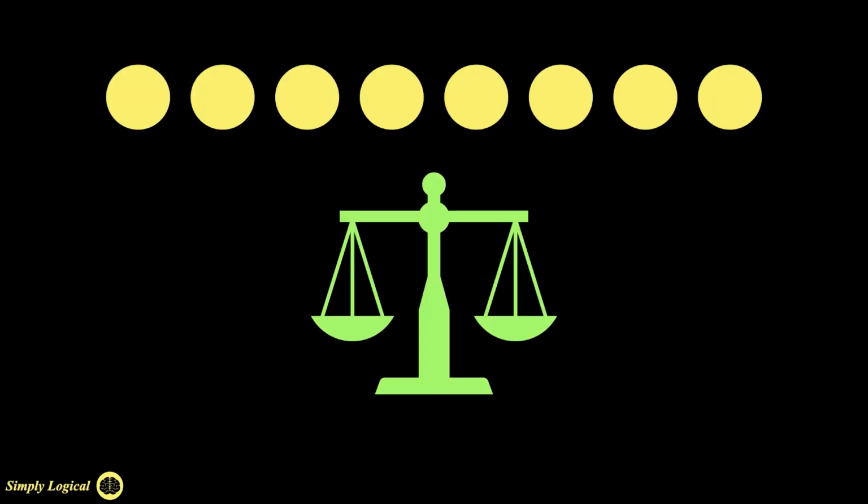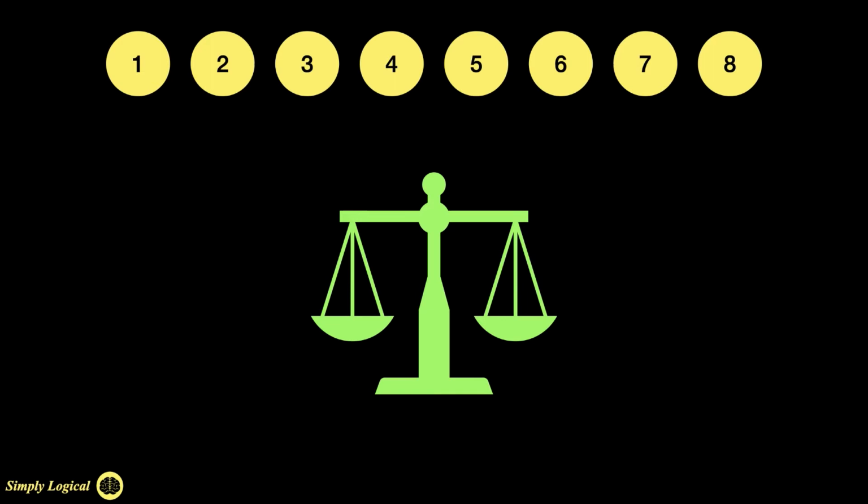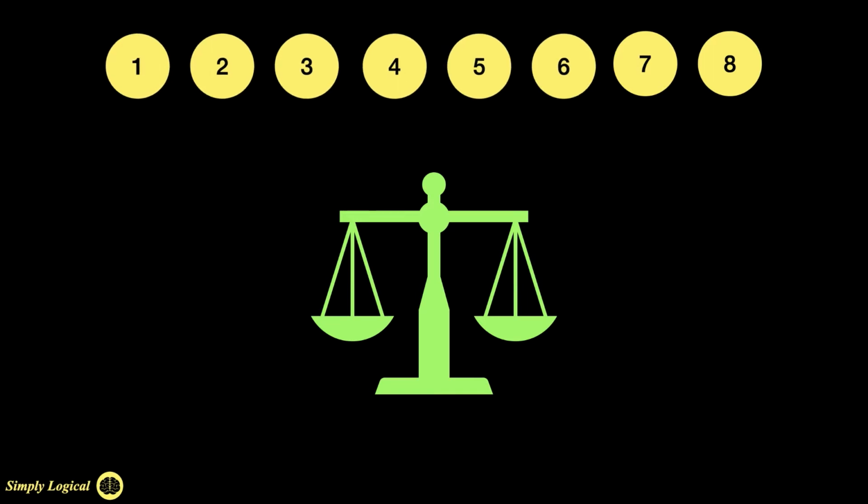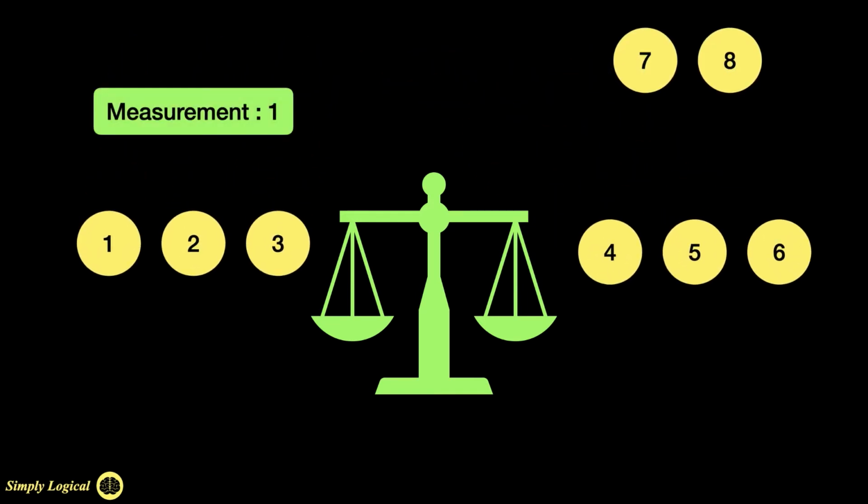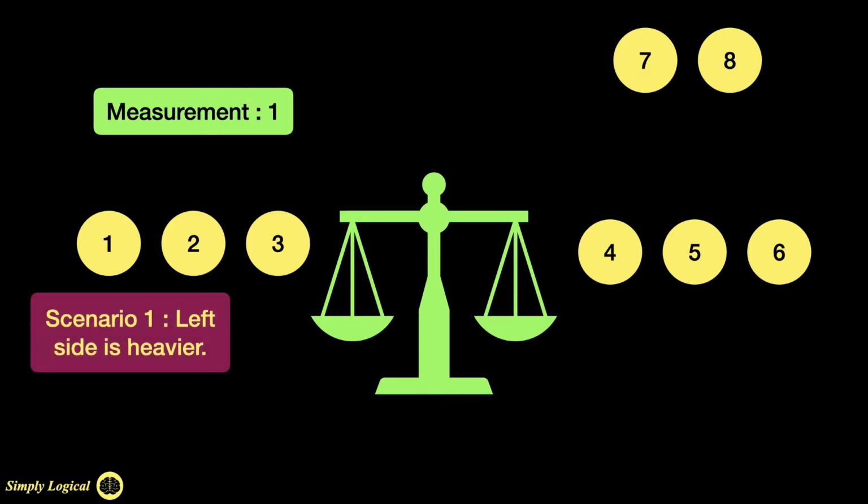Let me explain the solution now. For convenience's sake, let's name the balls 1 to 8. First, we weigh 1, 2, 3 on the left and 4, 5, 6 on the right. This is the first measurement. There are 3 scenarios which can arise from this. Let's consider scenario 1.